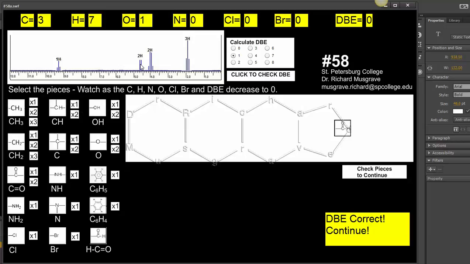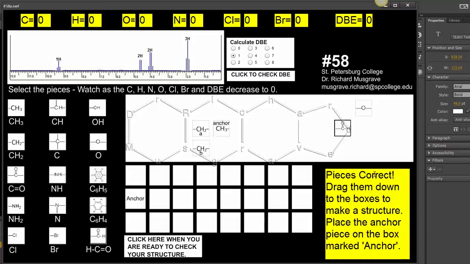The other groupings, we've got a CH2 and a CH2, that's two CH2 groups, and we have a CH3. Left over here, we've got one oxygen, so I'll put that in as well, and that should be all the pieces. Now we have to put this together in a way that makes sense.